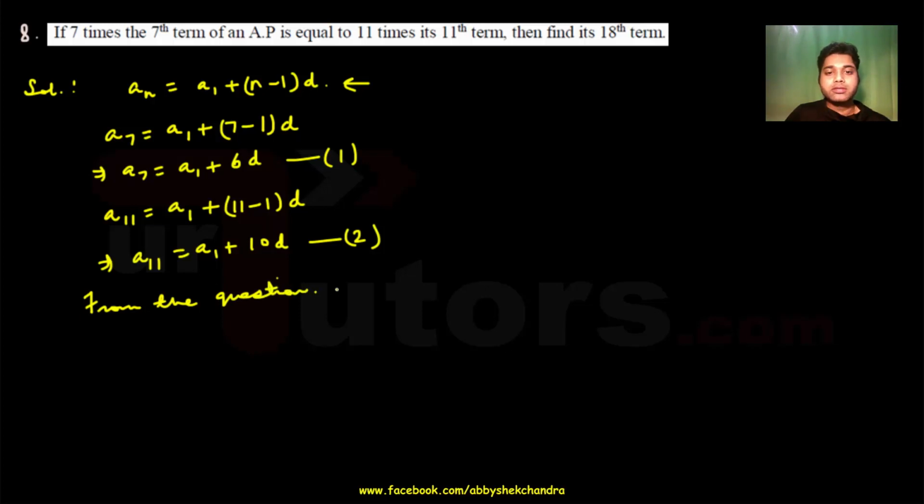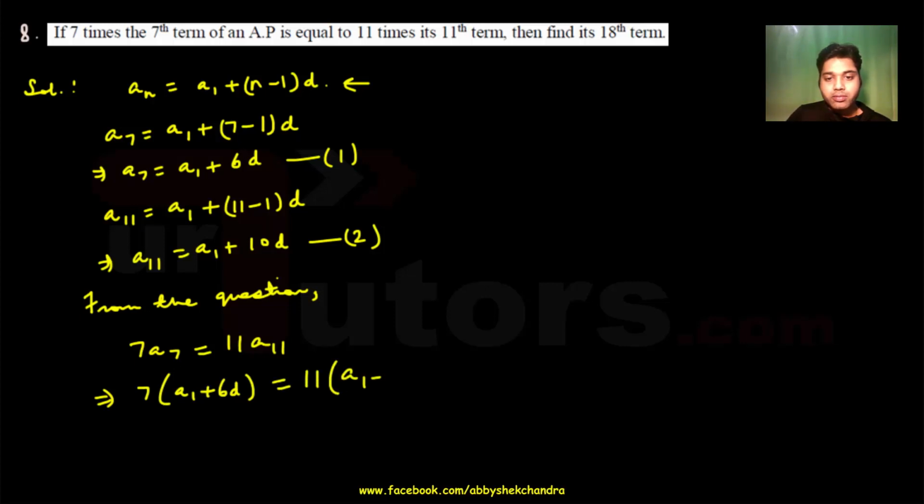From the question, 7 times the 7th term, that is a7, is equal to 11 times its 11th term, right? Or 7 into a7, which is a1 plus 6d, equals 11 times a11, which is a1 plus 10d, or 7a1 plus 42d equals 11a1 plus 110d.